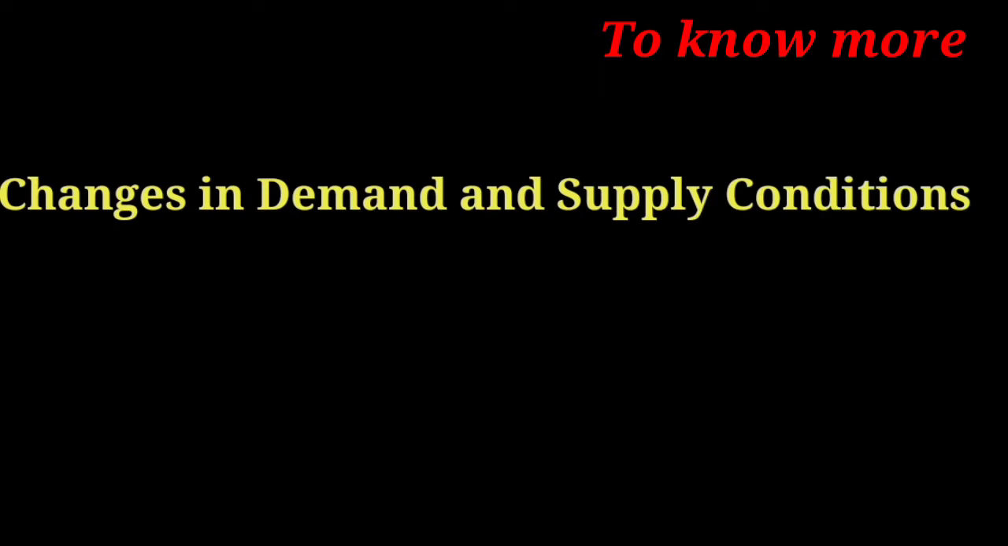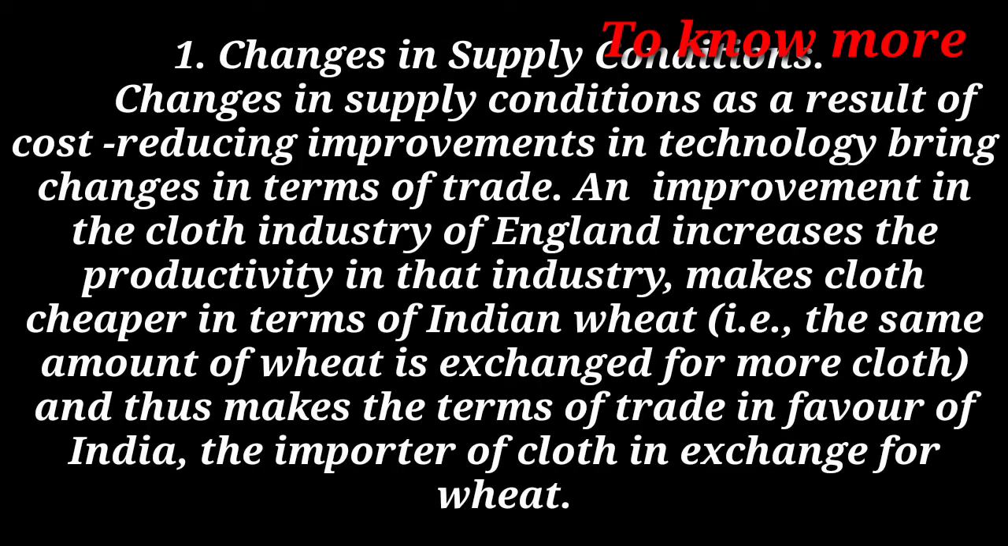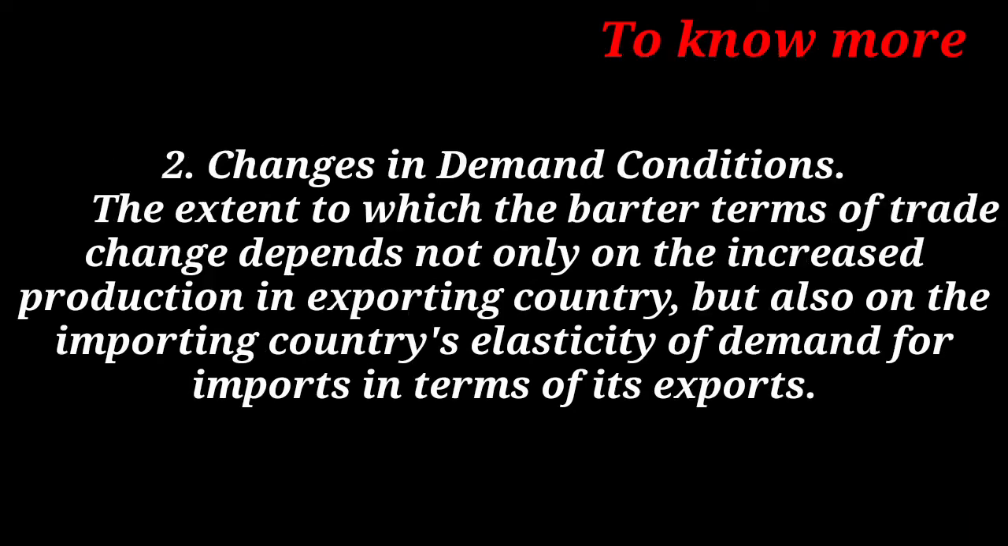There are two conditions in reciprocal demand, or Mill's theory: the demand condition and the supply condition. First is change in supply condition. A change in supply condition as a result of cost-reducing improvements in technology brings a change in the terms of trade. An improvement in the cloth industry of England increases productivity in that industry and makes cloth cheaper in terms of Indian wheat, and thus the terms of trade move in favor of India, the importer of cloth in exchange for wheat. This is called the change in supply conditions.